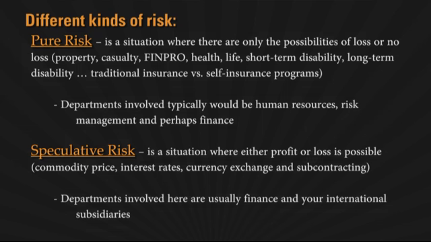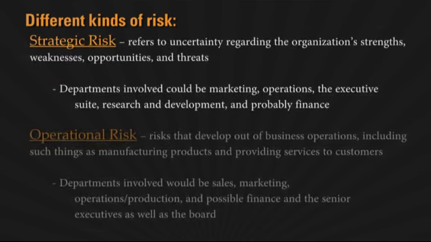Speculative risk, by contrast, is a situation where either there's profit or loss as possibilities. Think of things like commodity price risk, interest rates, currency exchange, and subcontracting. Departments involved here are usually finance and your international subsidiaries. Strategic risk refers to uncertainty regarding the organization's strengths, weaknesses, and opportunities, as well as threats. Departments that are going to be involved here could be marketing, operations, the executive suite, R&D, and probably finance.